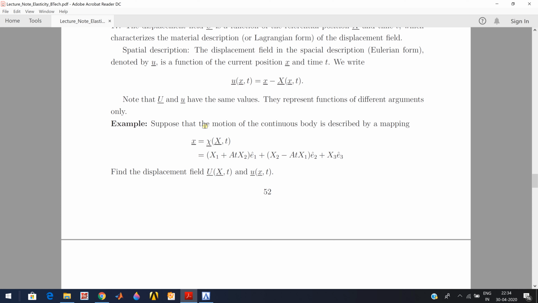So let us say the motion of a continuous body is described by a mapping function, small x equal to some mapping function which is described in the material coordinates capital X and t. The components along the E1 vector, E2 and E3 are denoted like this. And then we have to find the displacement field, capital U and small u.